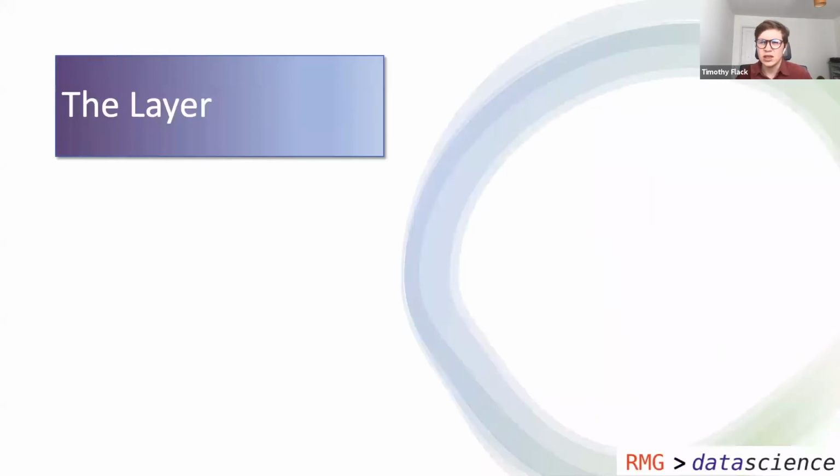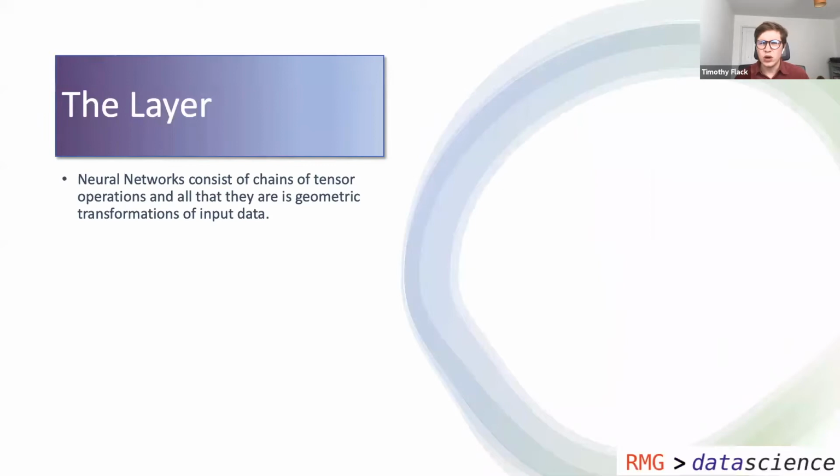So to summarize, neural networks consist of chains of tensor operations, so that's the mathematical operations, and all that they are is geometric transformations of the input data. Now, I've gone over this very briefly, but the mathematical background of neural networks is taught really well in a Coursera course, which we have listed at the end in some additional resources, and I would recommend anyone who's interested in this to take those Coursera courses.